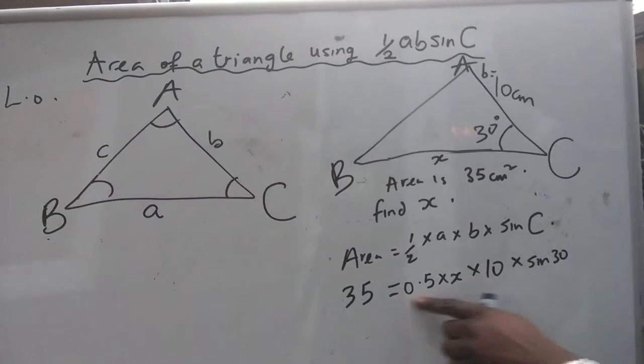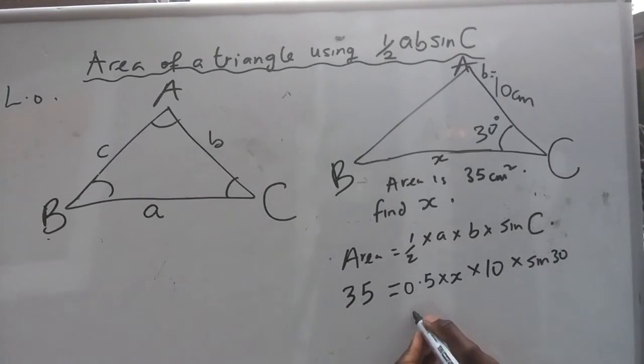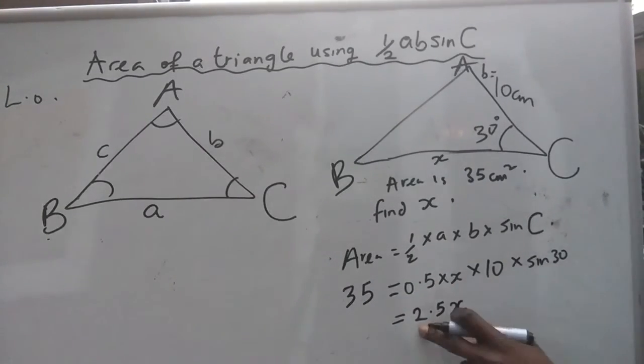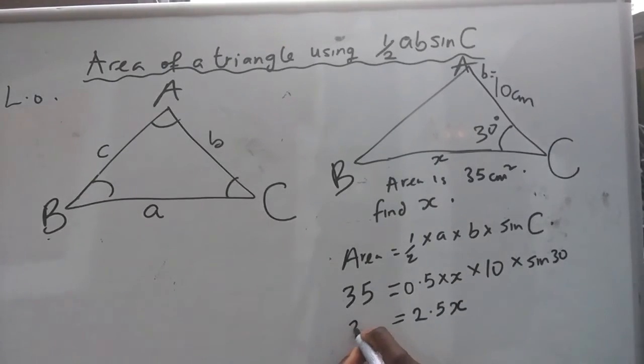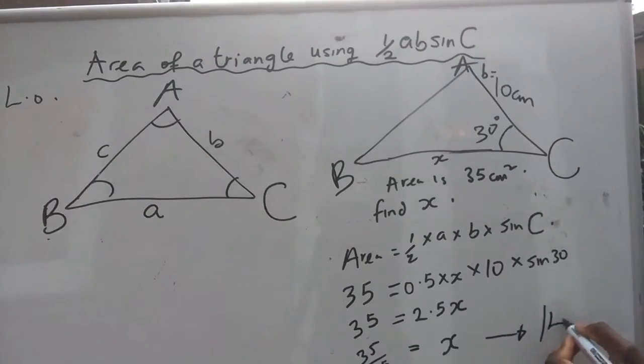Obviously, my answer, whatever I do to this, will be in terms of x. I'm going to multiply 0.5 times 10 times sine 30, and that gives me 2.5x. So this times this gives me 2.5, then times x, that's equal to 35. And to find x, you know what to do. Divide both sides by 2.5. 35 divided by 2.5, x equals 14 centimeters.